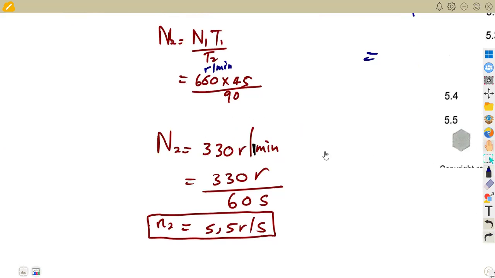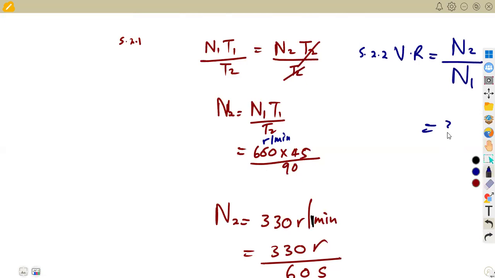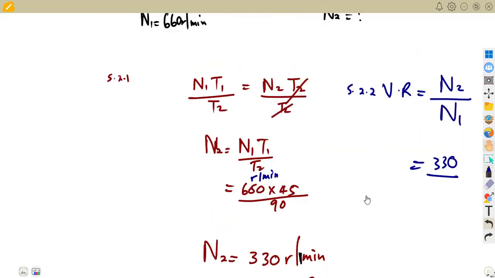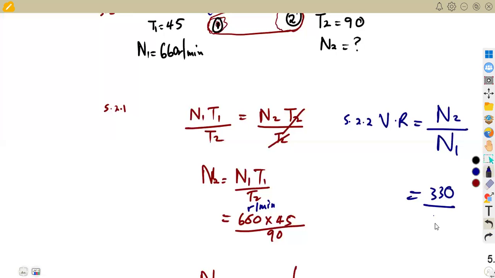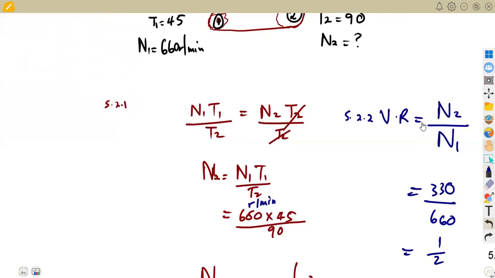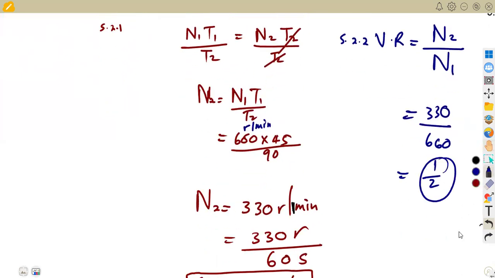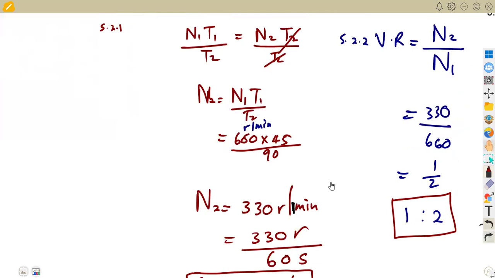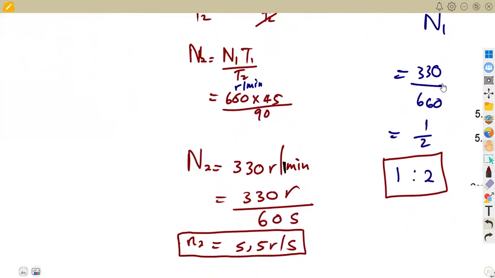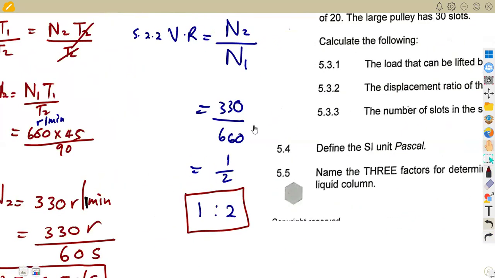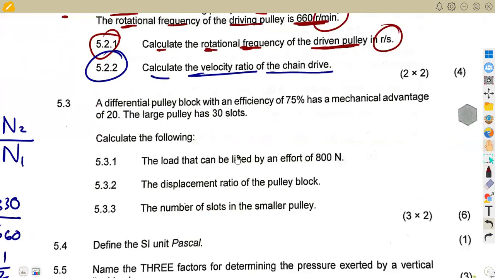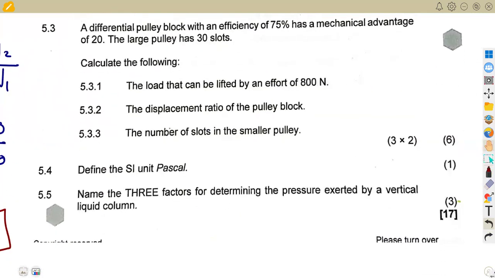It was 330. So that was 330 over the N1, which was 660. So this is going to give us 1/2. So it simply means 1:2. 1/2 is a fraction, simply 1:2 as a ratio. All right, 1/2 is a ratio, so you can even leave it like that, or you can write it as 1:2. So this is your velocity ratio. Use the same units, revs per second with revs per second. All right, that's the idea when you are simplifying ratios that consist of the same units.